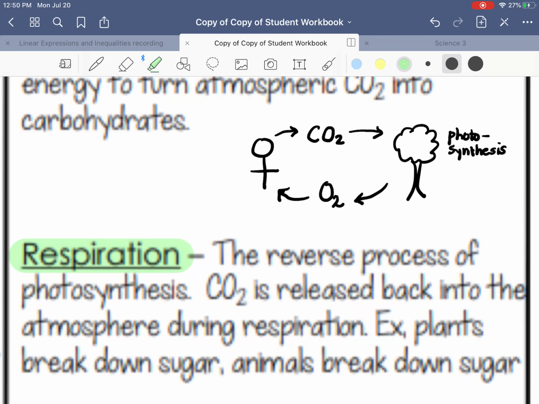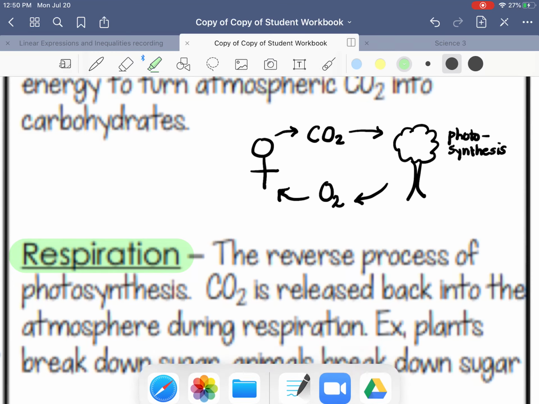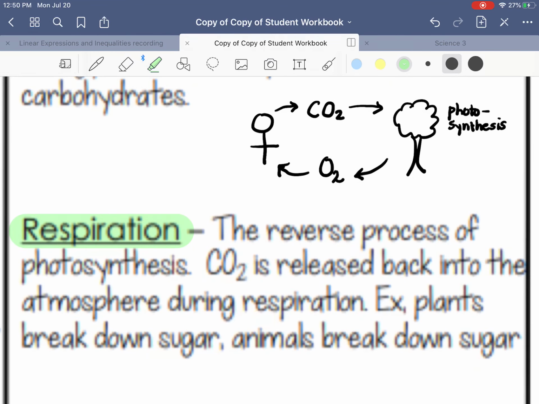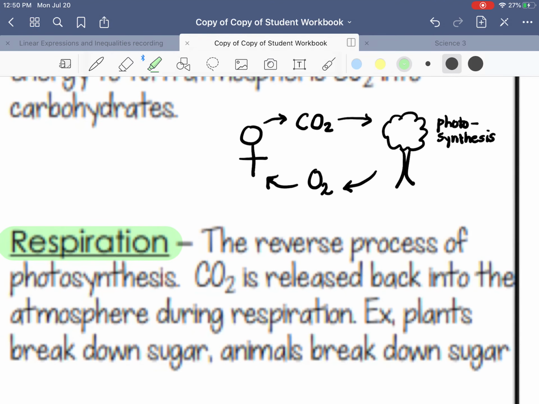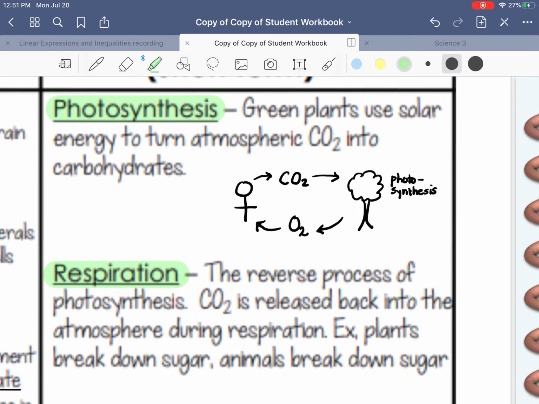Plants break down sugar, animals break down sugar. Both are, in a way, breathing. They're giving off gases. So respiration and photosynthesis are opposite processes.